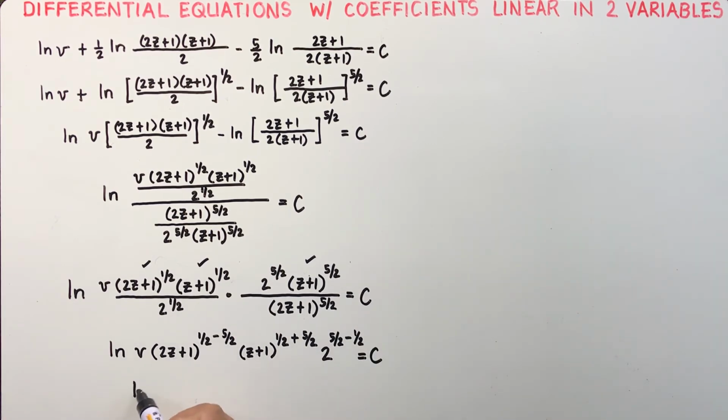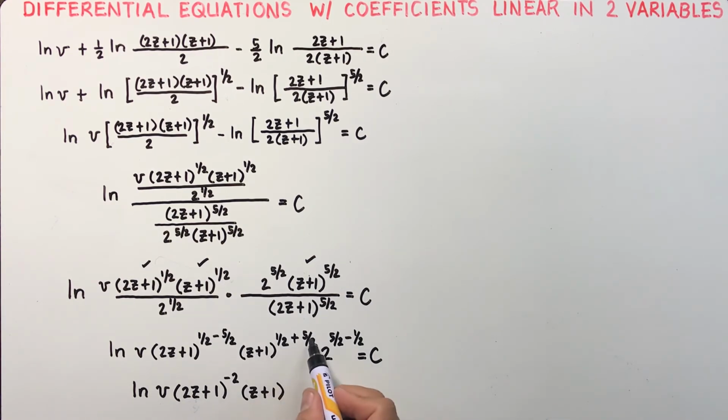So we have the natural log of v times 2z plus 1 to the power of 1/2 minus 5 halves, which is negative 4 halves, times z plus 1 to the power 1/2 plus 5 halves is 6 halves, and 6 halves is 3. And this is also multiplied by 5 halves minus 1/2, which is 4 halves, and 4 halves is 2, which is equal to the constant of integration c.